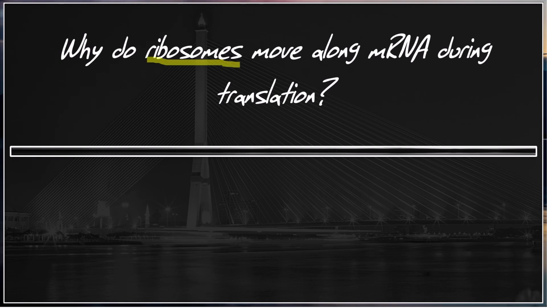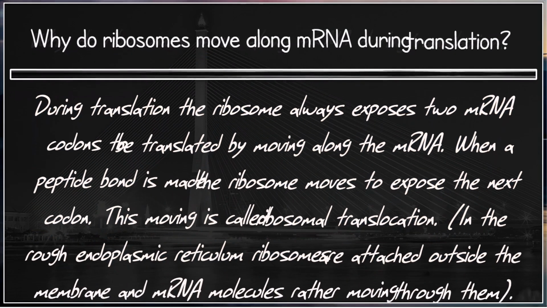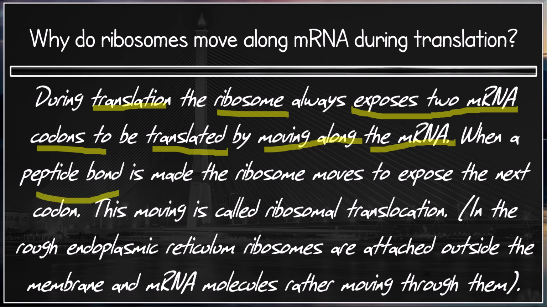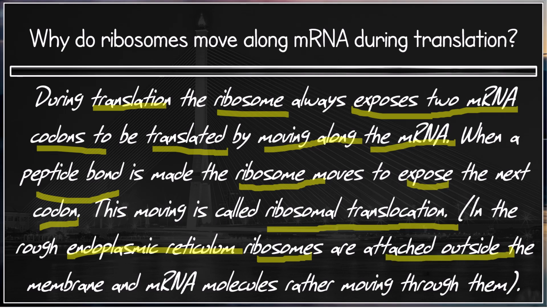Why do ribosomes move along messenger RNA during translation? During translation, ribosomes always expose two messenger RNA codons to be translated by moving along the messenger RNA. When a peptide bond is made, the ribosome moves to expose the next codon. This moving is called ribosomal translocation. In the rough endoplasmic reticulum, ribosomes are attached outside the membrane and the messenger RNA molecule, rather, moves through them.